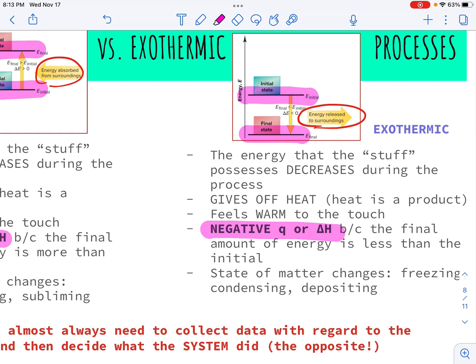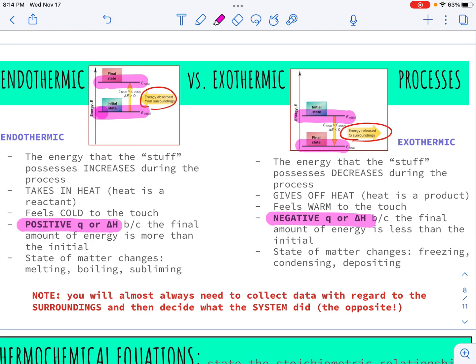And the state of matter changes that are exothermic are the process of freezing, liquid turning into a solid, condensing, gas turning into a liquid, or depositing, which is the opposite of sublimation, where a gas would turn straight into a solid. This is kind of weird because we picture that we add cold to water to make it freeze, but remember, we really have to remove heat from water to make it freeze. Okay, so this is an important distinction. You have to be really careful about that.